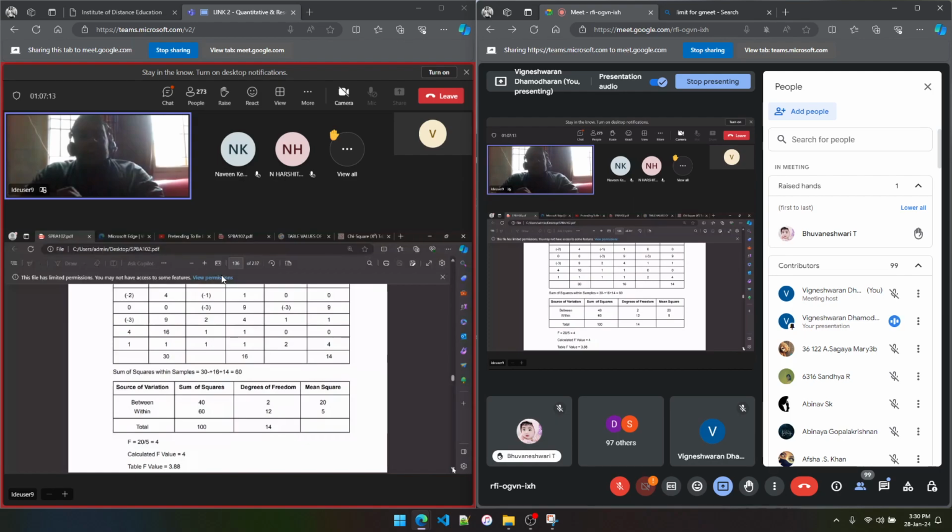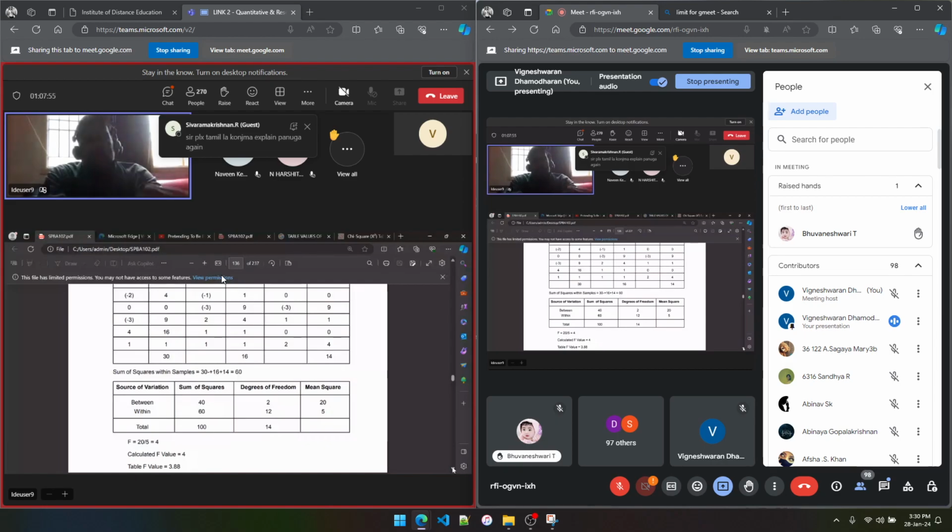Now we have to calculate the degree of freedom between columns and within the samples. How many columns are there? There are 3 columns. The formula for the degree of freedom is n minus 1, so 3 minus 1. Therefore, it is 2. And then the degree of freedom within the sample is n minus 3.